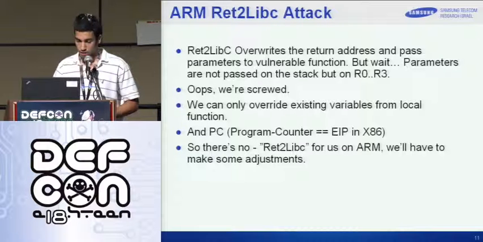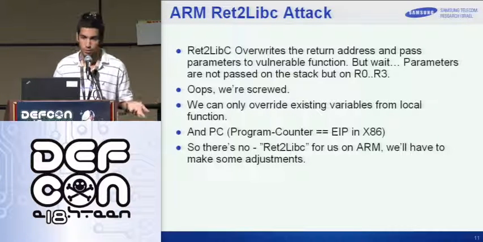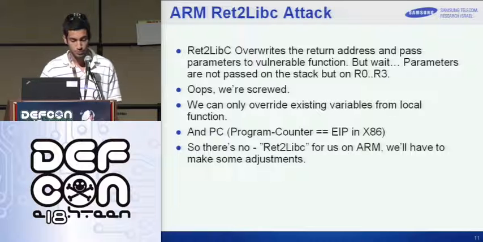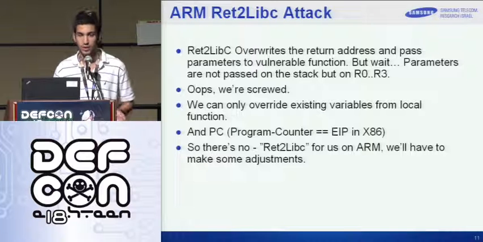So let's start exploiting. Return-to-libc overrides the return address and passes parameters to a vulnerable function. But we can't pass parameters to the vulnerable function because we need to store them in the R0 register, for instance. So we're quite screwed. We can only override existing variables from the local function, so it usually depends on which function has the vulnerability in it. We can also override the PC, the program counter, and that's what we'll use in order to get full control of the application. So there's no real return-to-libc attack on ARM; we'll have to make some adjustments.